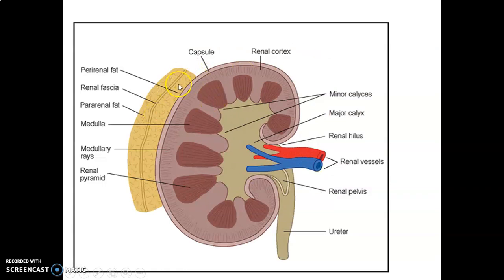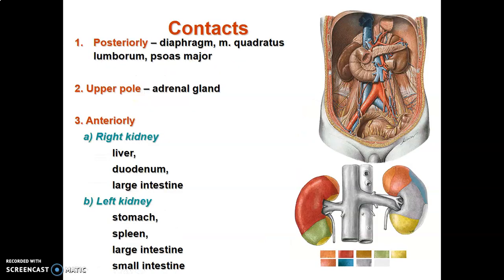The renal capsule, the perirenal fat, renal fascia, and pararenal or paranephric fat. So, what are the relations of the kidney? Posteriorly, you have the diaphragm, quadratus lumborum, and psoas major muscle. At the superior poles, you have the adrenal glands above the kidneys.